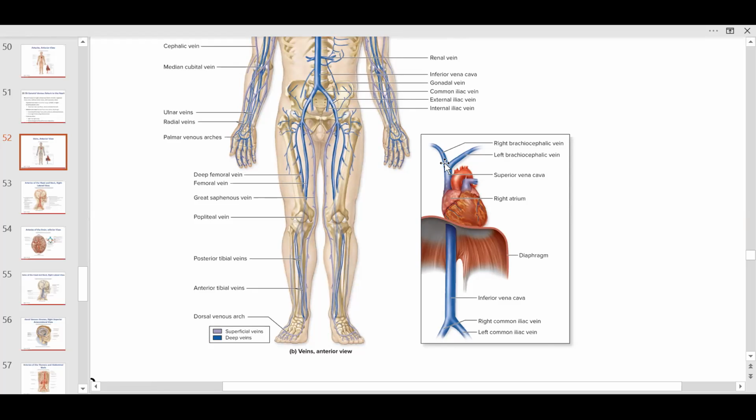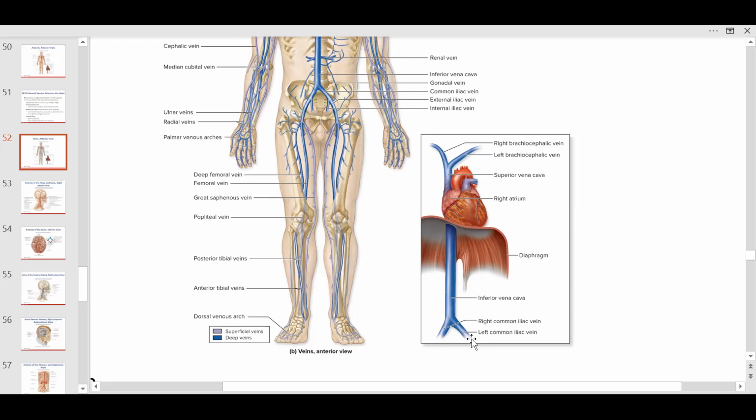The other ways is the superior vena cava, which is above the diaphragm, and the inferior vena cava, which is below the diaphragm. And I really like this picture because then we can go from there. The bottom, this is the bifurcation of the common iliac veins. We're talking about veins now, and you have to write vein or artery on the practical. You really have to do that.